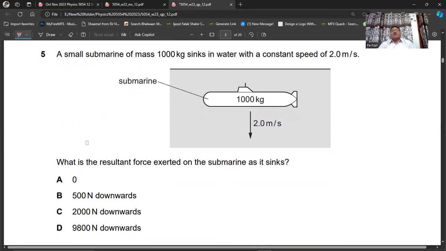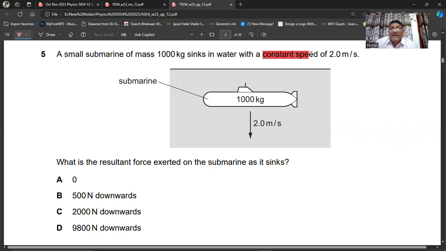Okay, so we have question number 5. A small submarine of mass 1000 kg sinks in water with a constant speed of 2.0 meters per second. So there is a submarine which is going down in the water. What is the resultant force exerted on the submarine as it sinks?